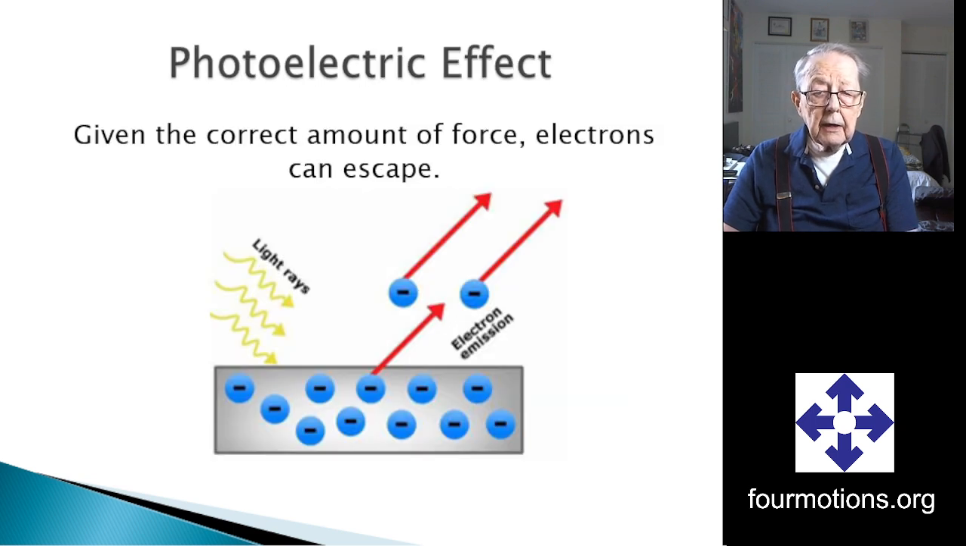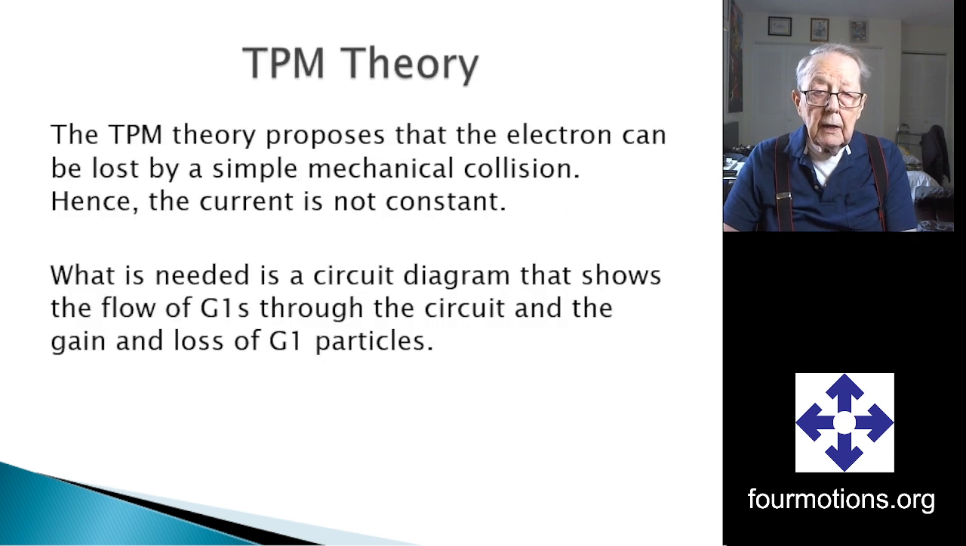But electrons can leave a conductor. Einstein's photoelectric effect, which got the Nobel Prize in 1921, demonstrated that electrons can leave a conductor when the stimulating force is strong enough, whatever that needs to be. So the TPM theory proposes that the electron can be lost by a simple mechanical collision. Hence, the current is not constant.